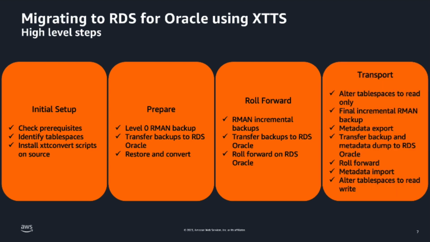In the final transport phase, you will put tablespaces to be transported in read-only mode. This time, your application will not be able to run DMLs against objects in these tablespaces. You will take the final incremental backup, and you will also create a metadata export dump using the expdp utility. You will transfer the final incremental backup and metadata dump file to RDS Oracle. Then roll forward on RDS Oracle using the final incremental backup and then import the metadata. Finally, you can alter tablespaces to read-write mode in RDS Oracle.